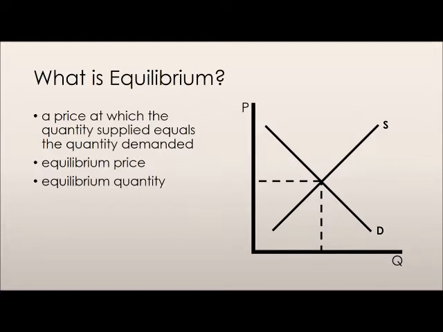Graphically speaking, this quantity and price occur at the point at which the supply and demand curves intersect each other. This is where the quantity demanded equals the quantity supplied at a single price.